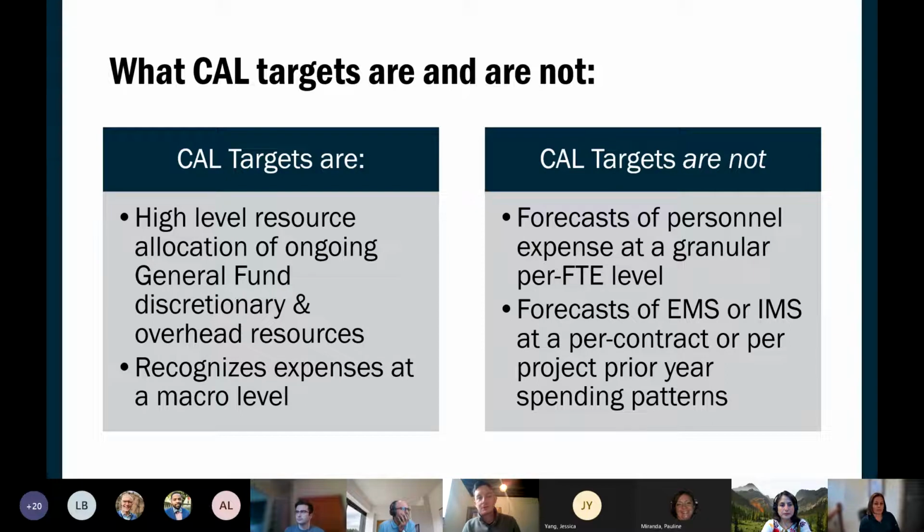So what they are and what they are not. I think this is somewhat helpful to get ahead of any misapprehensions. It's very high level. It's very top down, about high level resource allocation of ongoing general fund discretionary and overhead resources. And it recognizes those expenses at the macro level. But what it does not do is we don't look at specific personnel and granularly inflate every person in your bureau's salary or wages and account for reclassifications and things along those lines. And we don't do forecasts of specific EMS needs. It's very top level.